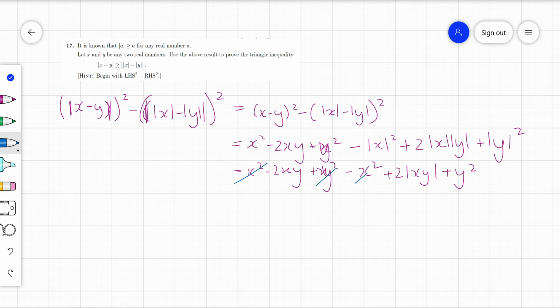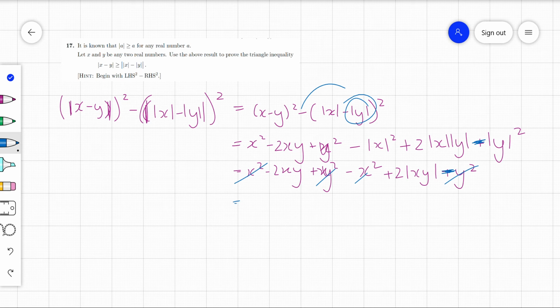Oops, that should be a minus because I've written something down incorrectly. So when I square this I get a positive, but it's minus times that. Apologies. So that should be a negative there. So the y squared will cancel with negative y squared.